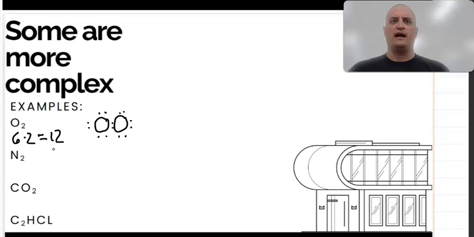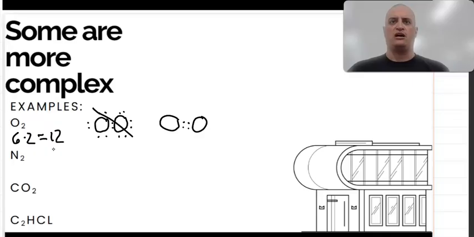And then we see, what do we got? 2, 4, 6, 8, 10, 12, 14. That's not going to work. So when single bonds don't work, we need to do multiple bonds, like a double bond. So instead of having 1 pair of electrons shared, we have 2 pairs shared.